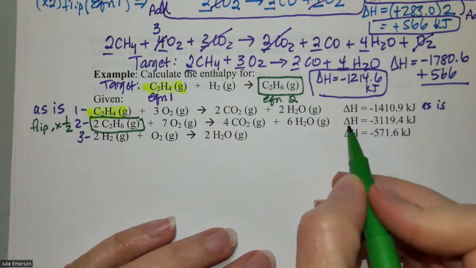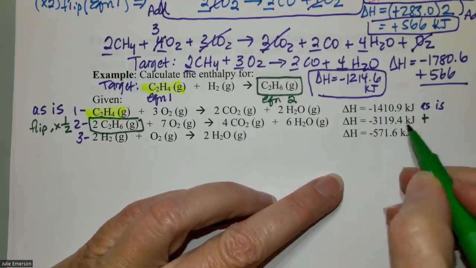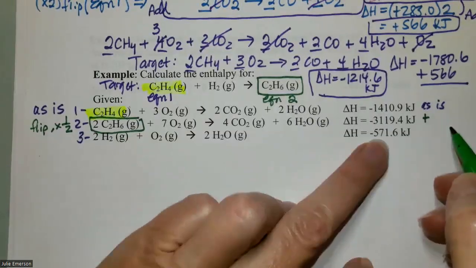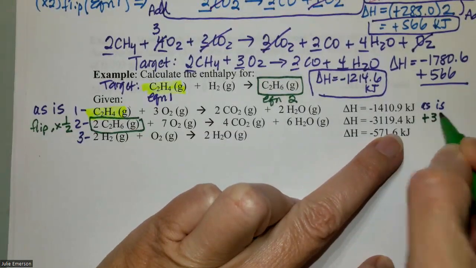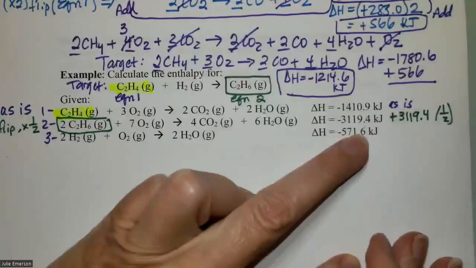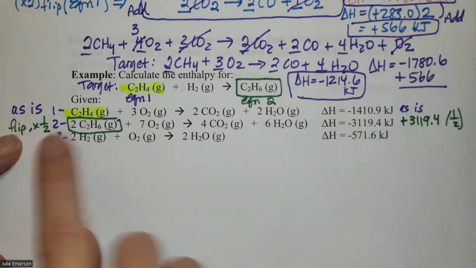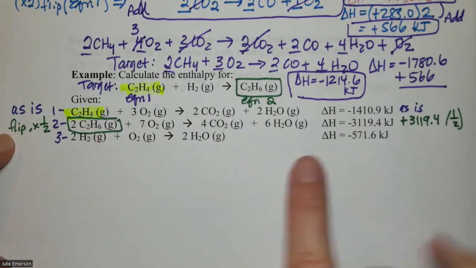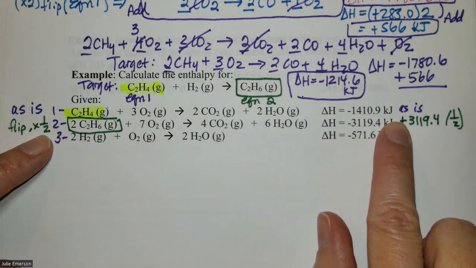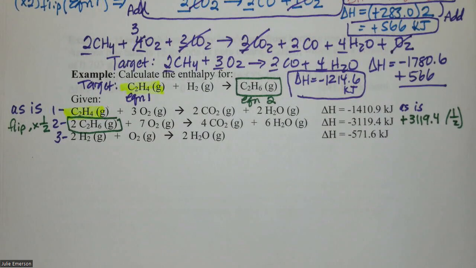So what I'm going to do with that delta H is change the sign, right? Because we flipped the equation. If it's exothermic one way, it's endothermic the other way. So it's now going to be positive 3,119.4. And then we'd multiply it by 1/2 because that's what we're going to do to the chemical equation. So whatever you do to the equation, you do to the delta H. If I'm flipping it, I'm going to change the sign, negative to positive. If I'm multiplying through by 1/2, I'm going to do the same thing to the delta H value.